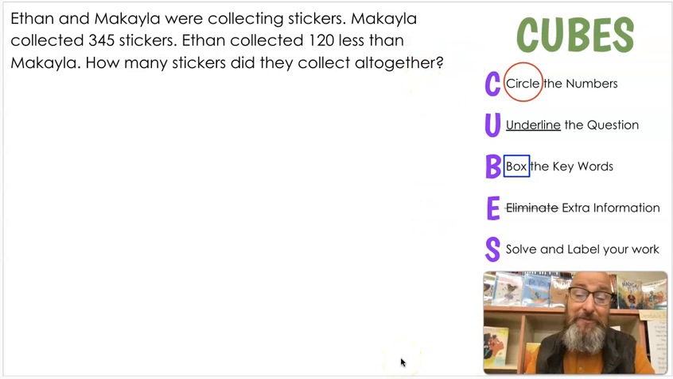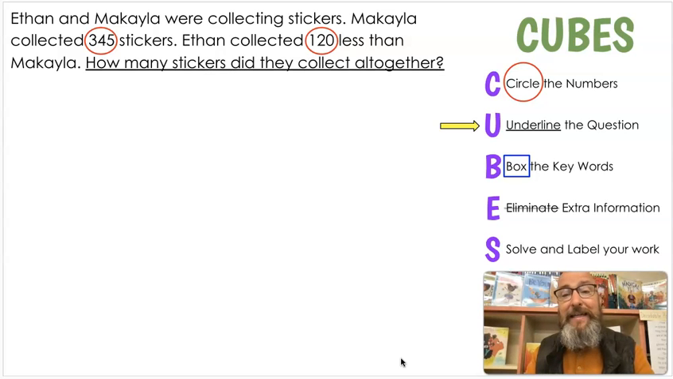Now, what's the first step? Circle the numbers. What are the numbers? 345 and 120. What's our next step? Underline the question. What's the question? How many stickers did they collect altogether? What do we do next?